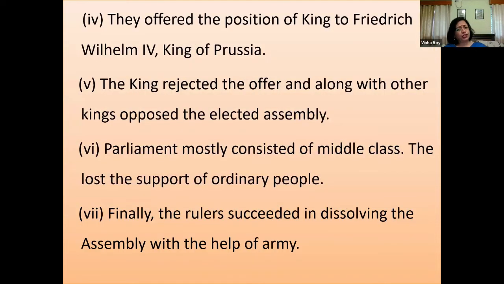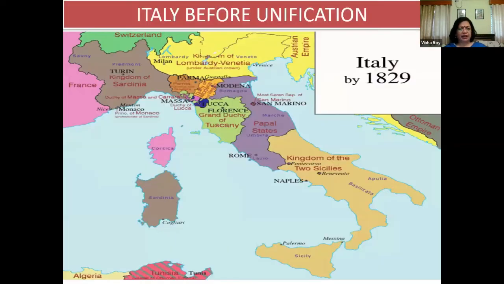They offered the position of king to Frederick Wilhelm, the king of Prussia. The king rejected the offer and, along with other kings, opposed the elected assembly. Parliament mostly consisted of the middle class. They lost the support of ordinary people. And finally, the rulers succeeded in dissolving the assembly with the help of the army.